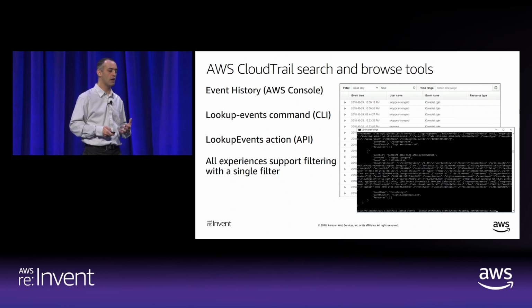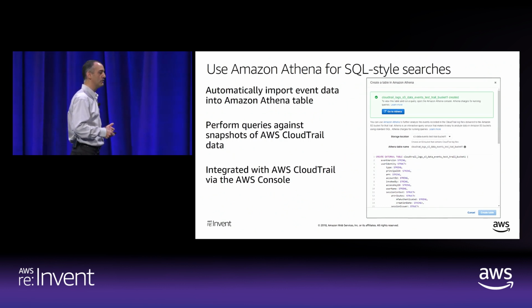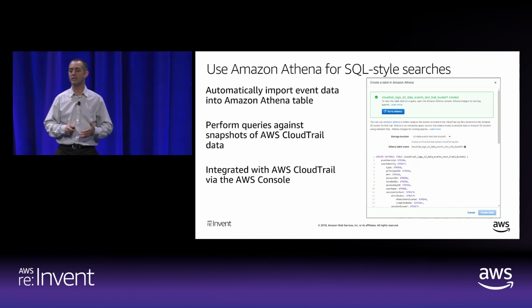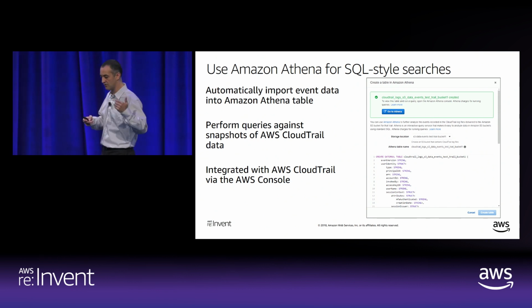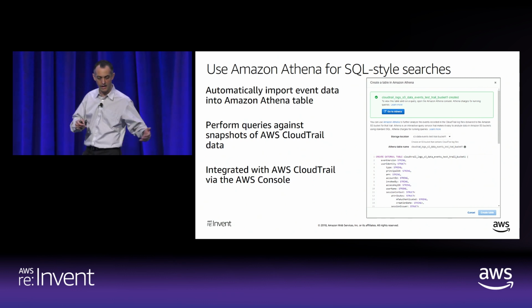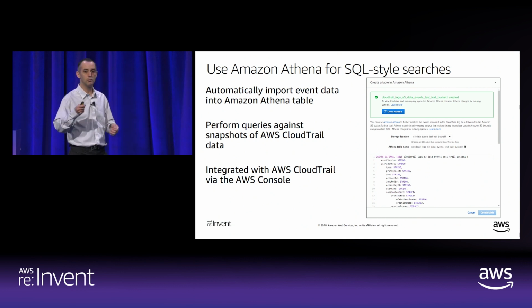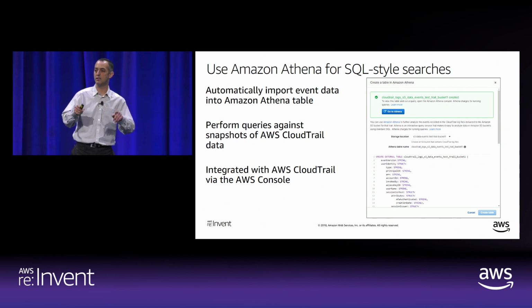If you want something more complicated, or something more powerful for performing more complex queries, we've integrated CloudTrail with Amazon Athena. Now, Amazon Athena is an interactive query service that allows you to query against data sets using standard SQL. Through this integration, it's very easy for you to select a CloudTrail event log and import it into Athena as a snapshot. Athena will populate one of its tables with this, and you can perform ad hoc queries of your choice against this data set in the Athena table.